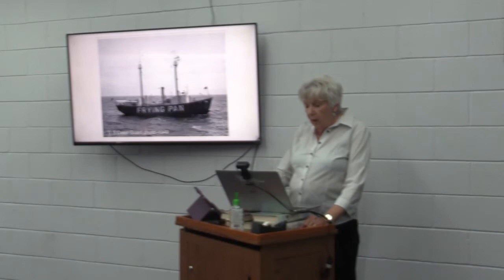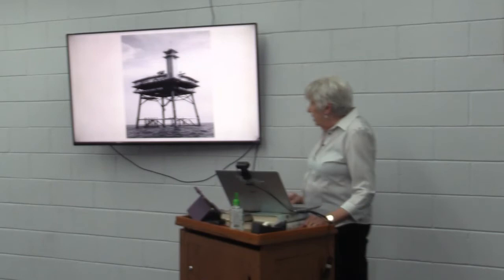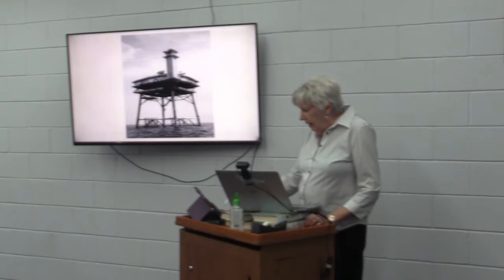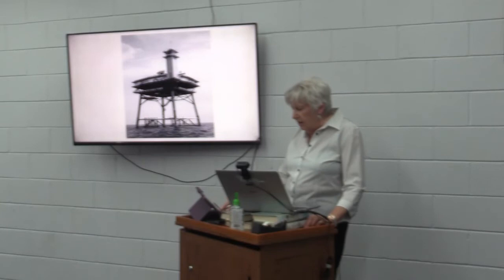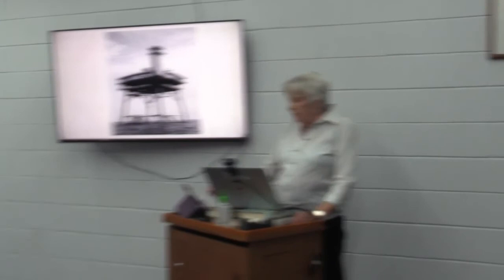Now, what happened after the 34 years and the frying pan was no longer there? Well, this happened. This is what's called a Texas tower, because it resembles the towers in Texas and Louisiana and other places that do oil drilling. This was outfitted as a light tower, and see the light up there, and it was set on the end of Frying Pan Shoals. It's still there today. It has other uses other than being a light. And it was manned by a Coast Guard crew at that time.